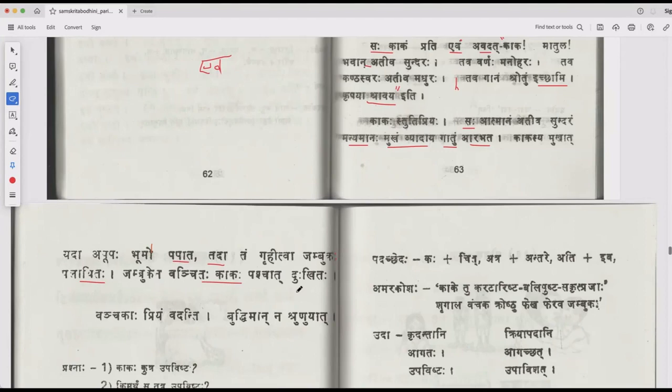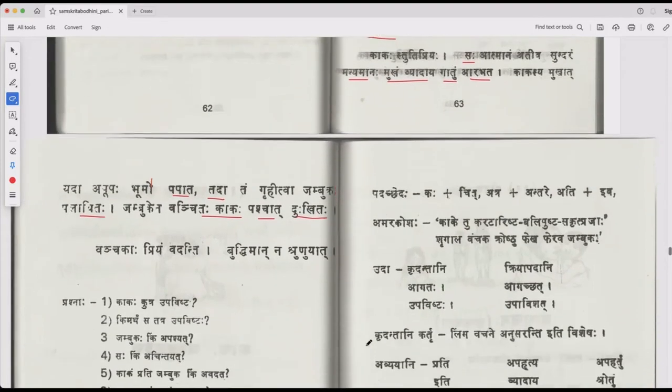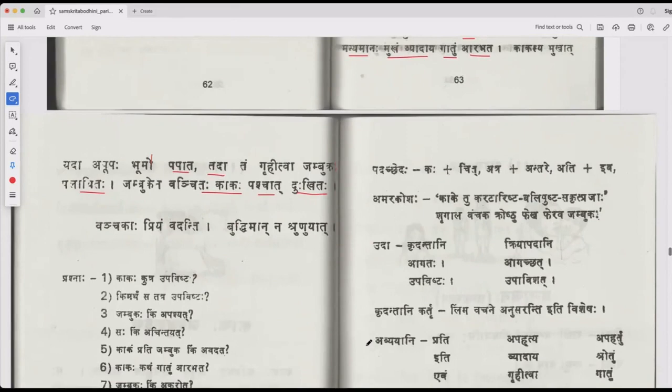Afterwards. Paschat, afterwards, it became dukkhitaha, it became sad. So being cheated by the crow, cheated by the fox, became sad afterwards. Supposing I want to say, "Roti se vanchit kavva baad mein dukhi hua." So apupena vanchitaha kakaha paschat dukhitaha is also correct? Correct. So apupena vanchitaha is correct and jambukena vanchitaha is also correct.